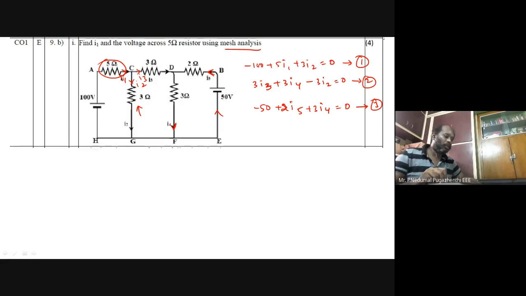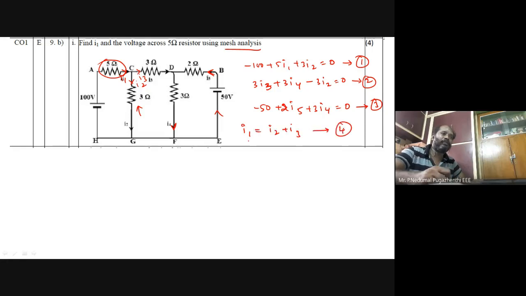Then, because I have 5 variables here, I1, I2, I3, I4, I5, I need at least 5 equations. So I will try to use KCL. What does KCL say? Using KCL, I will write I1 is equal to I2 plus I3. This is one KCL equation.